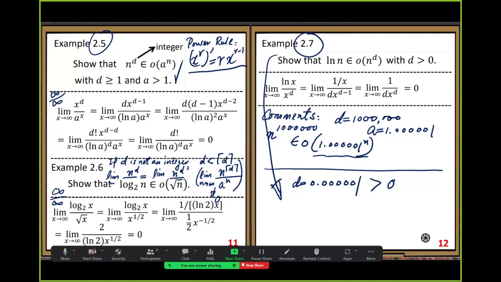But we still, based on the result of this example, have natural log of n belongs to little o of n to the 0.000001. How about that? The power function exponent is extremely small, but still, sooner or later, it will dominate the log function. Hard to imagine, but it's correct.